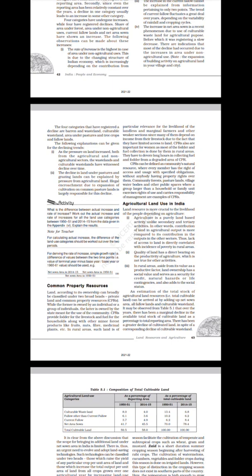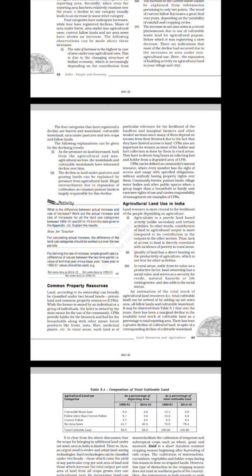Activity. What is the difference between actual increase and rate of increase? Work out the actual increase and rate of increase for all the land use categories between 1950-51 and 2014-15 from the data given in Appendix 6. Explain the results. Note for teacher.